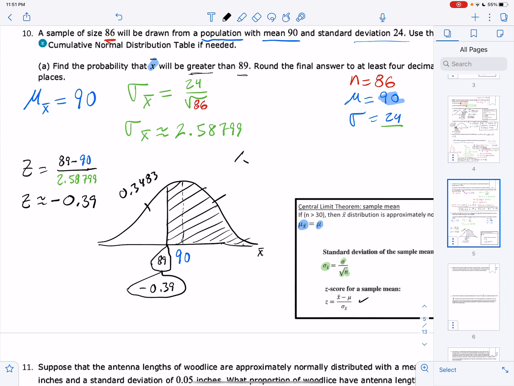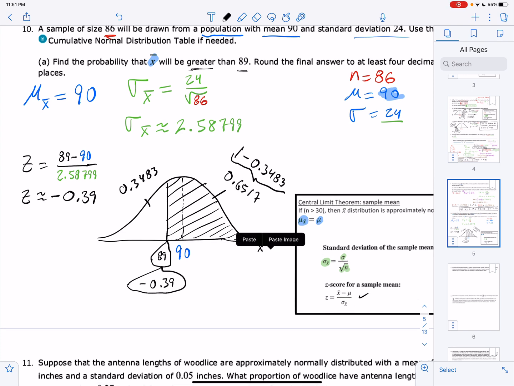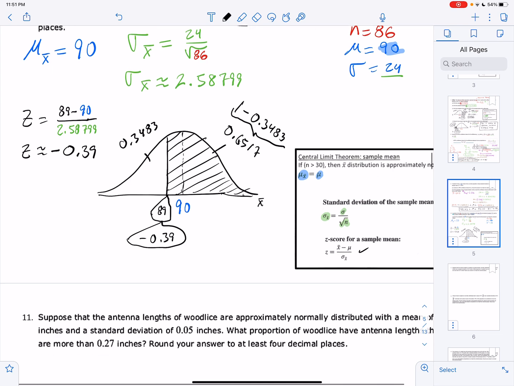I want the right side, so 1 minus 0.3483. And I get my answer, which is 0.6517. Let's see. So if I were to describe this, the answer would be the probability that x bar will be greater than 89 is 0.6517. Don't have a lot of space really to write all that. I'm just going to write down the answer that I found, the area to the right, which happens to be 0.6517. Probably better practice to restate the question, but there it is. Okay, let's take a look at the next problem.